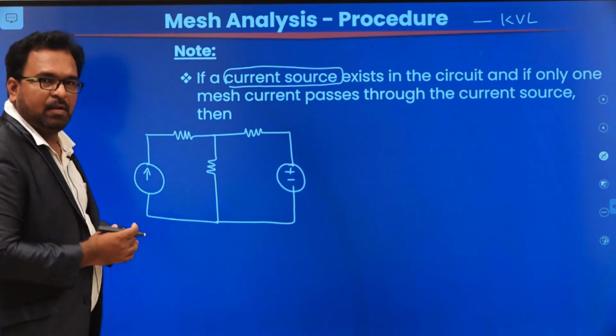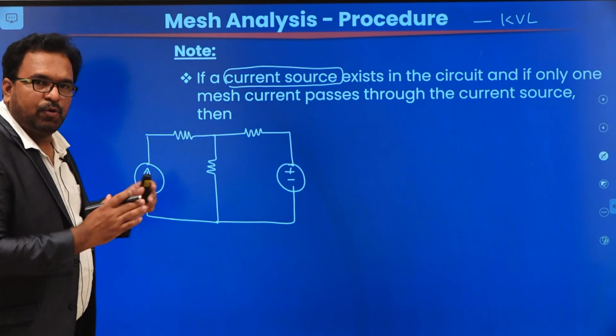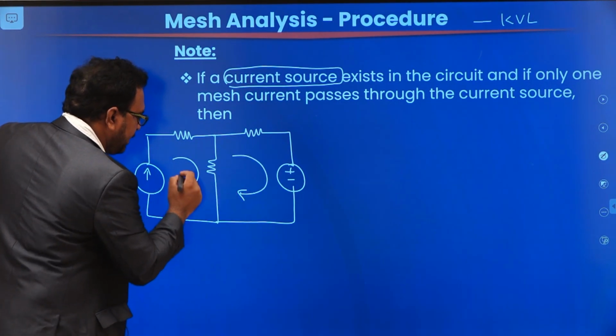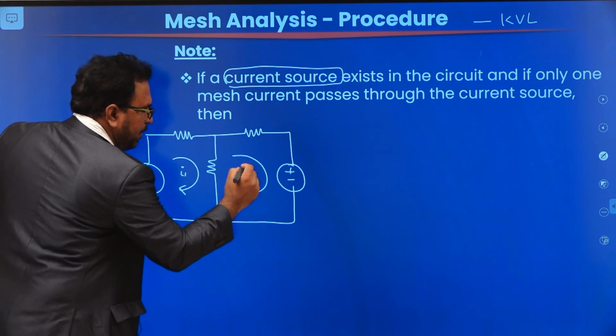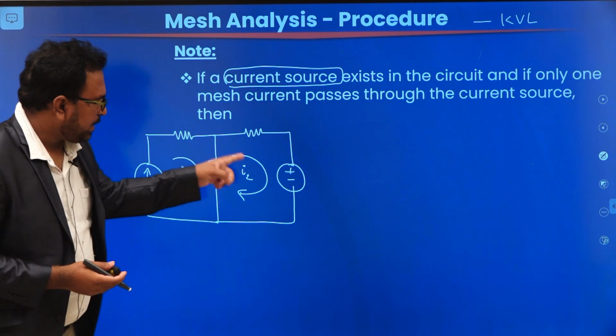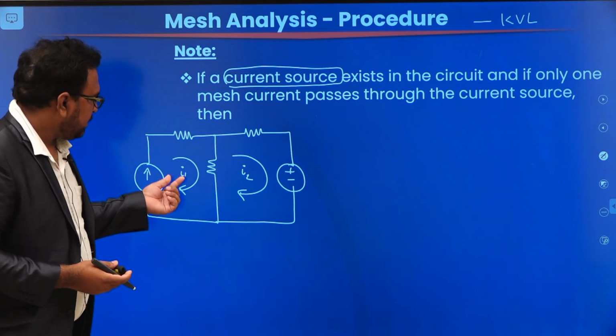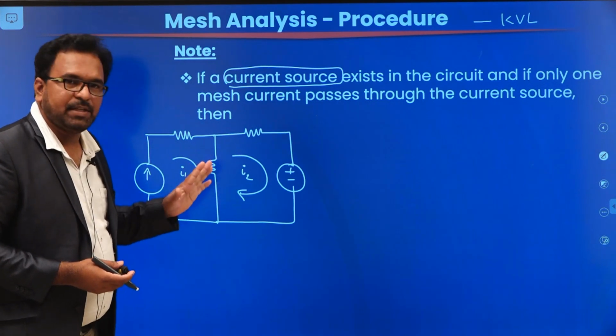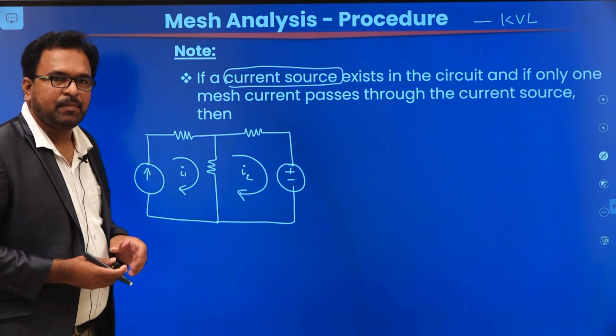For example, consider the circuit. Here there are two meshes. This is the first mesh and this is the second mesh. I have assigned current directions like this, I1 and I2. After identifying the number of meshes, I have assigned mesh variable currents. So in the first mesh, the current flowing is I1. In the second mesh, the current flowing is I2. These are the two variables I have assigned.